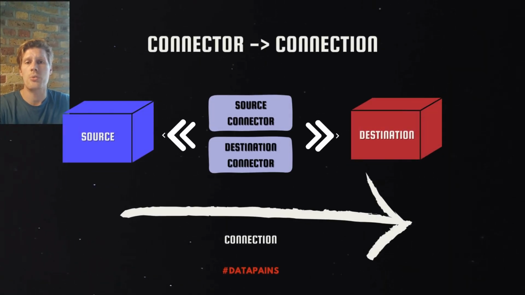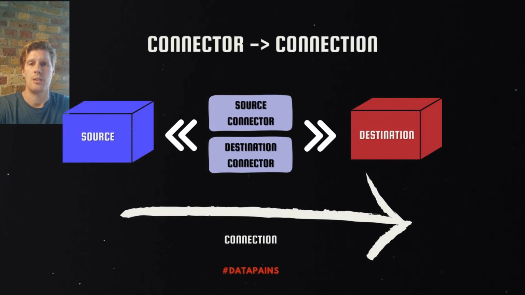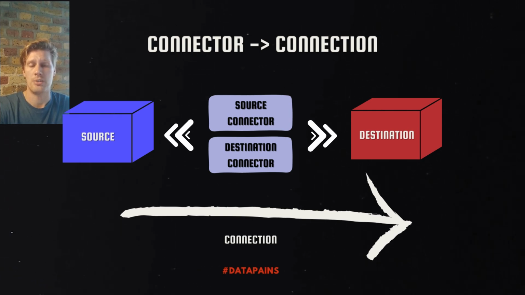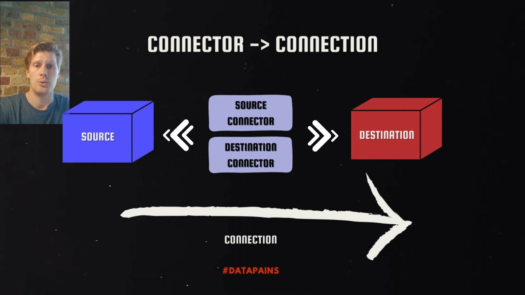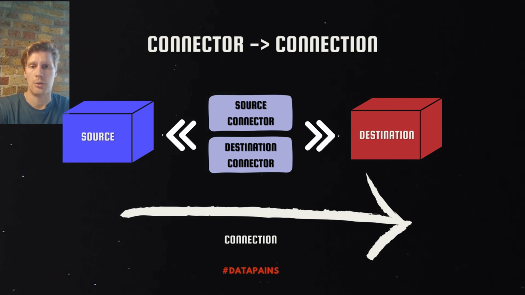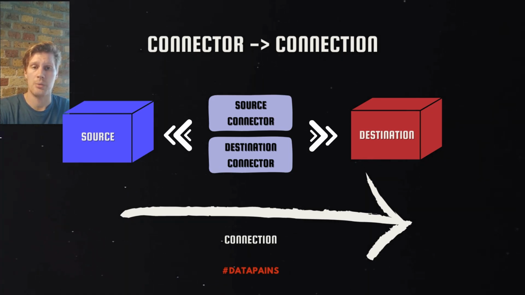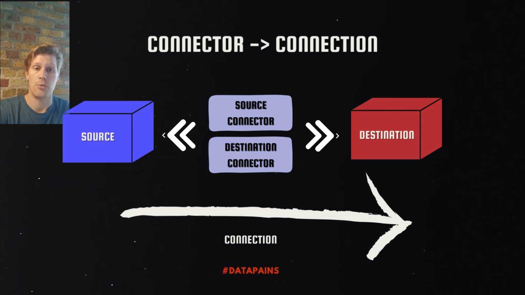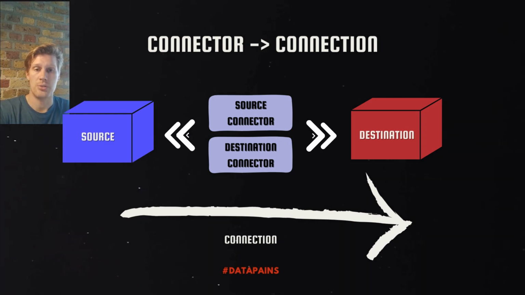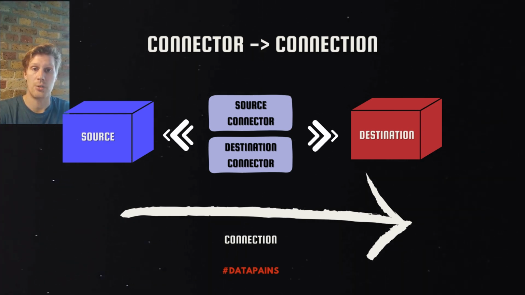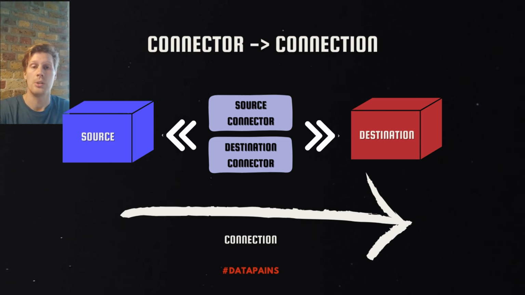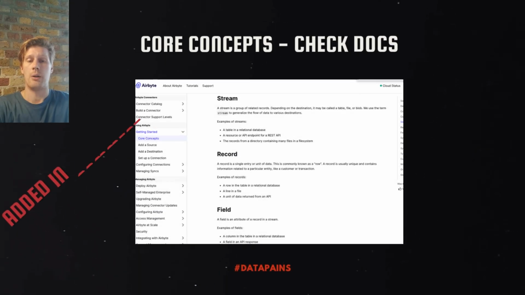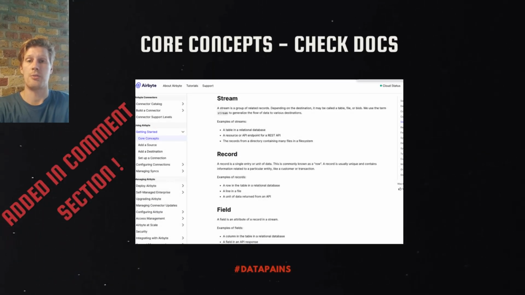So the core concepts of Airbyte are essentially that you have a source, you have a connector that will read from the source, and you will have a destination connector to write to your destination. And together, when you set up your source and destination connector, you get a connection. However, please read the documentation for more low granular details.